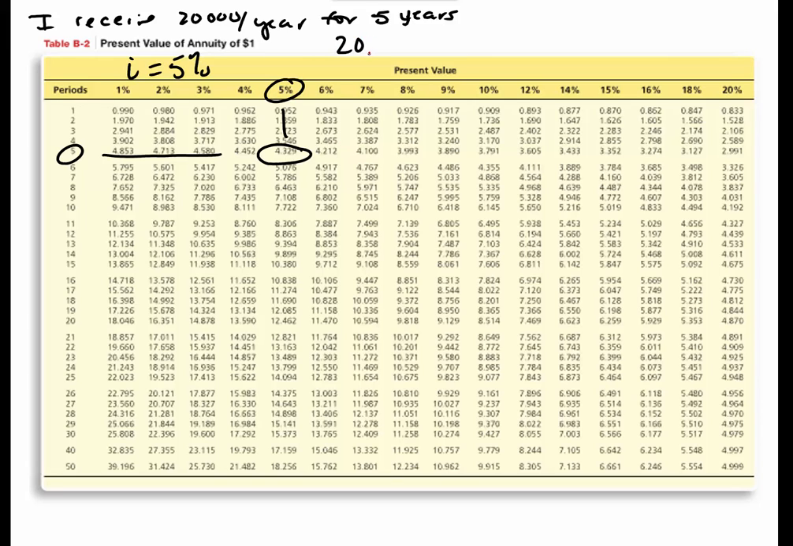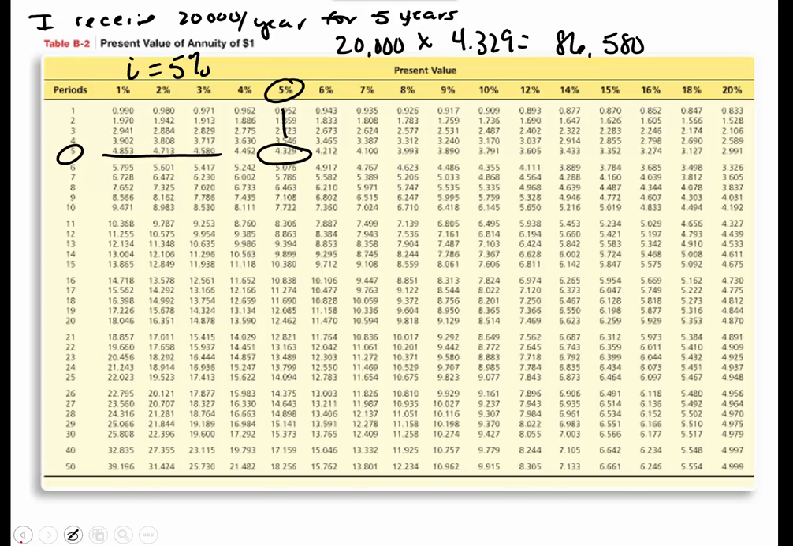So I take my annuity amount, my annual cash flow of $20,000, times the discount factor of 4.329, and I get $86,580. So that tells me receiving $20,000 a year every year for the next 5 years is worth exactly the same as receiving $86,580 today.